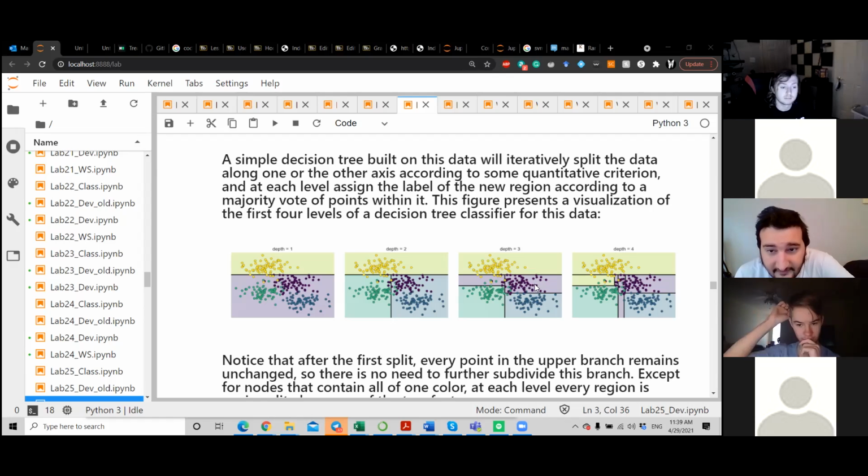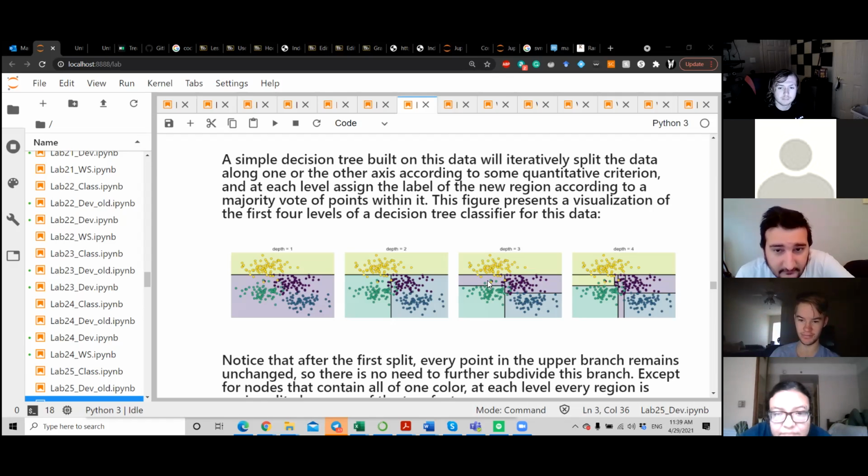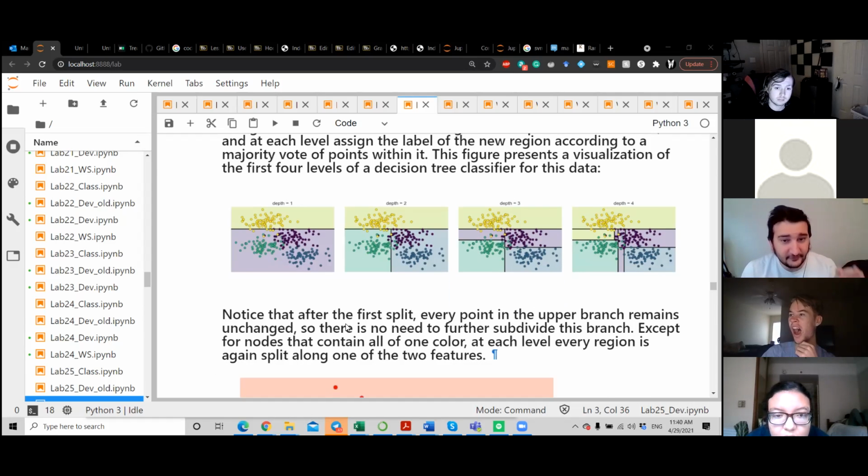How do you feel about this area? Close to perfect too. Pretty good. What about this one? That's horrible. You have basically very similar shares of all classes in it. And that is not good. So on our next step, we are going to split that area further. Okay? Notice that after the first split, every point in the upper branch remains unchanged, so there is no need to further subdivide this branch.